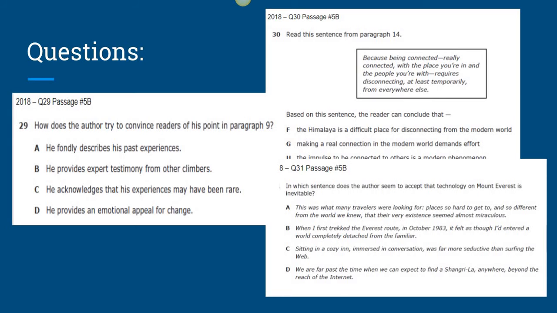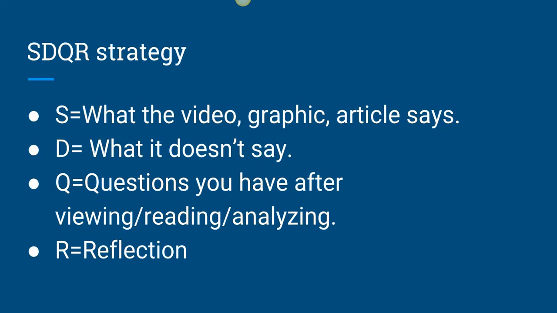We have, how does the author try to convince readers of his point in paragraph 9, analyzing a support? Read this box text and then make an inference about it. Again, analyzing support or structure. And in which sentence does the author seem to accept that technology on Mount Everest is inevitable, which is a concession? All of those involve making inferences about why the author constructed his argument in the way that he did. So how do we get them to think about that?